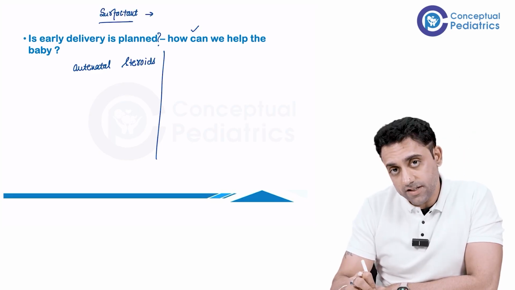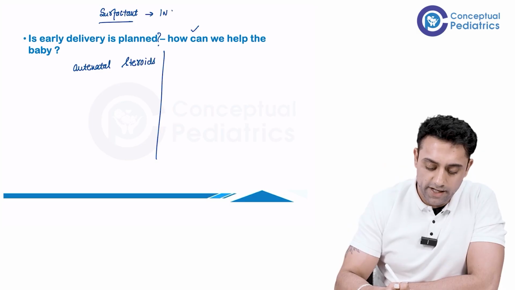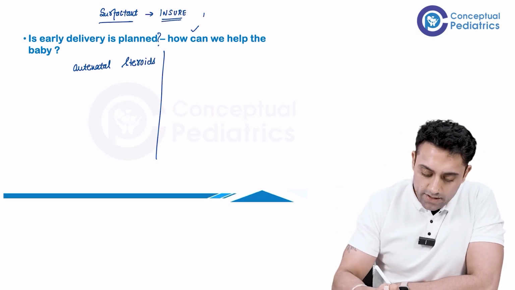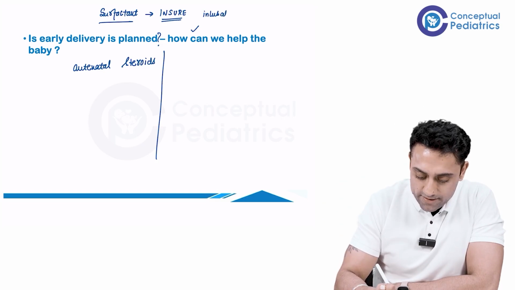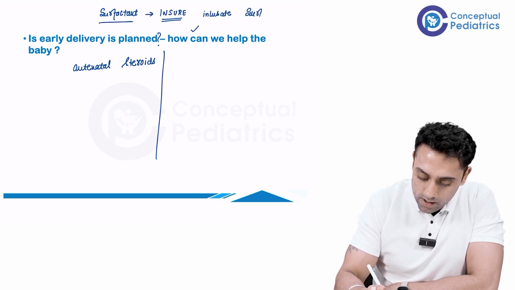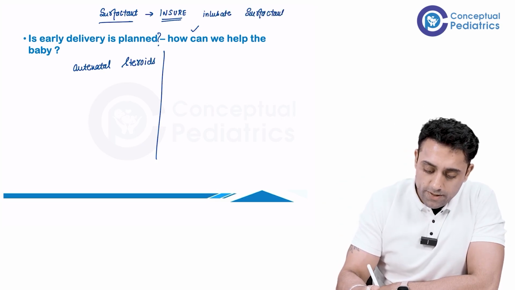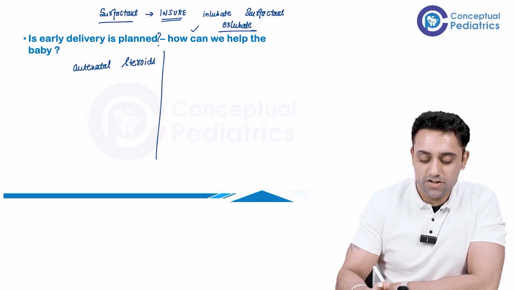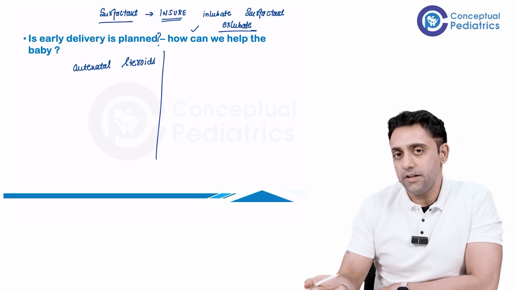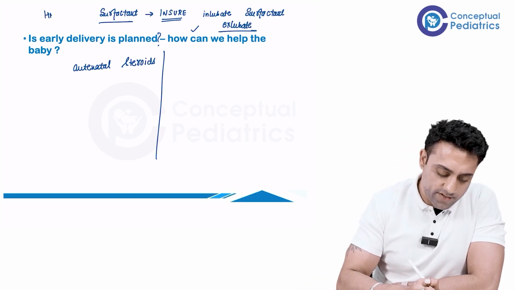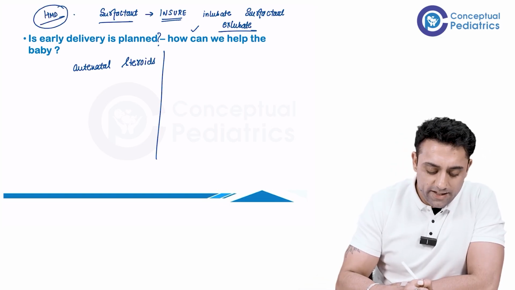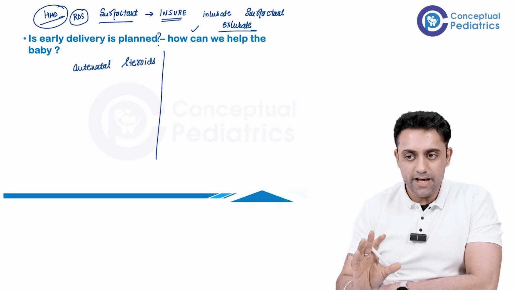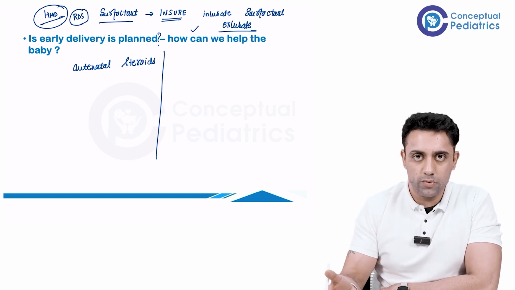And how do you give surfactant to the baby? By the INSURE technique. One of the very latest questions: what is the INSURE technique? INSURE technique is nothing but intubate, surfactant, and extubate. You intubate the child, give surfactant, and extubate the child, known as the INSURE technique. It is done for babies suffering from hyaline membrane disease, also known as respiratory distress syndrome. HMD is a dedicated topic we're going to do anyhow.